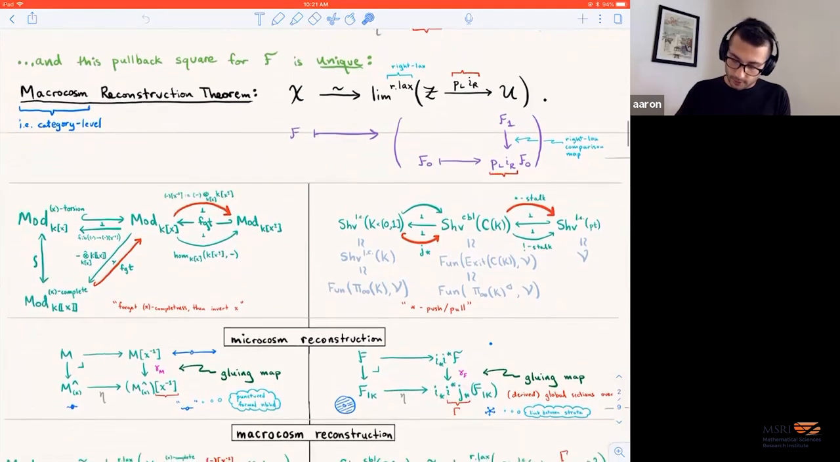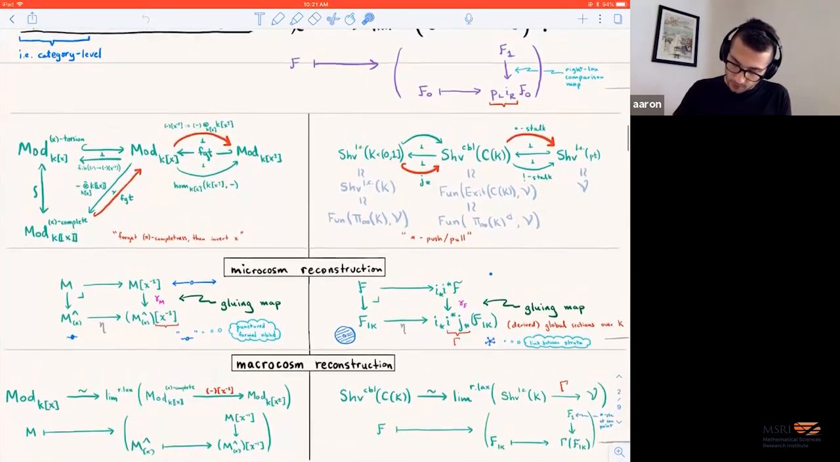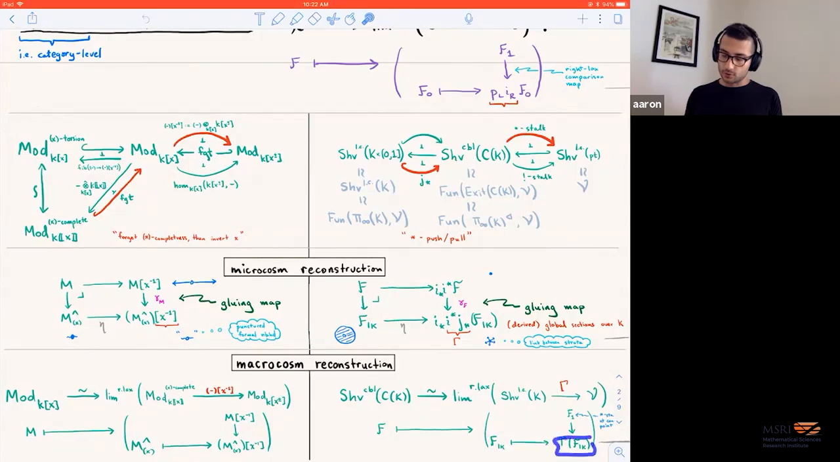So now the macrocosm reconstruction theorem, I just put these together. A K adjoin X module is recorded by its completion at that ideal, and its value on the open complement, and then this gluing map. There's this red once again. And likewise, a constructible sheaf is recorded by a local system on K, and then you take its derived global sections, and then you choose a stalk at the origin and you map into it. So this should be familiar.